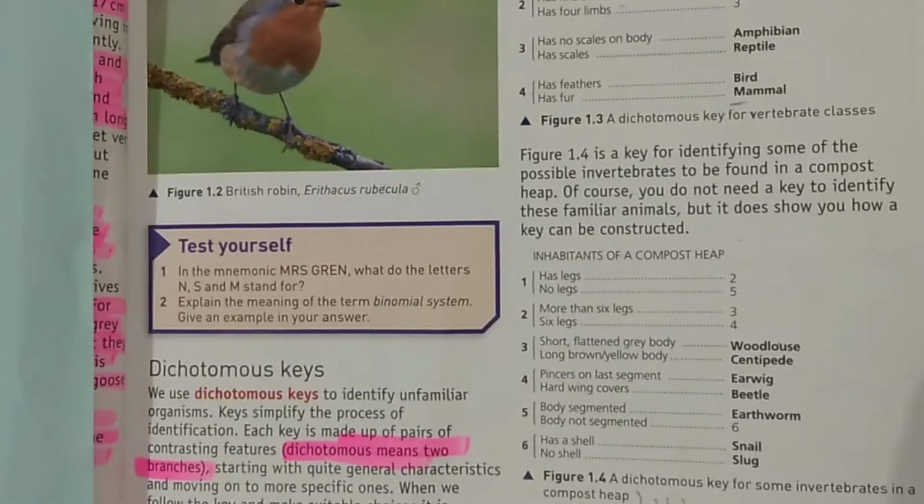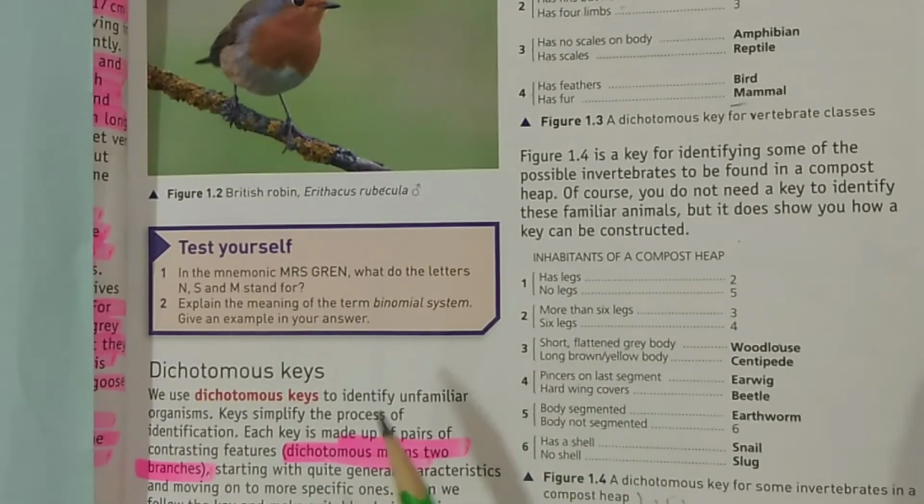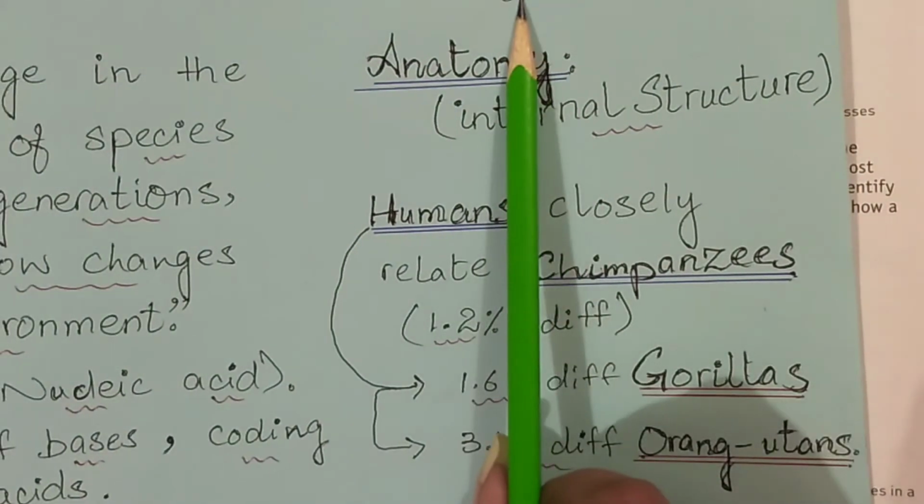These are the kinds of characteristics we compare: do they have legs or no legs, how many legs they have, do they have more than 6 legs, do they have a short or flattened body, do they have the same structural features, do they have the same morphological or anatomical system? Morphological means the physical appearance, the form and shape of the organism. So morphology means shape and appearance.